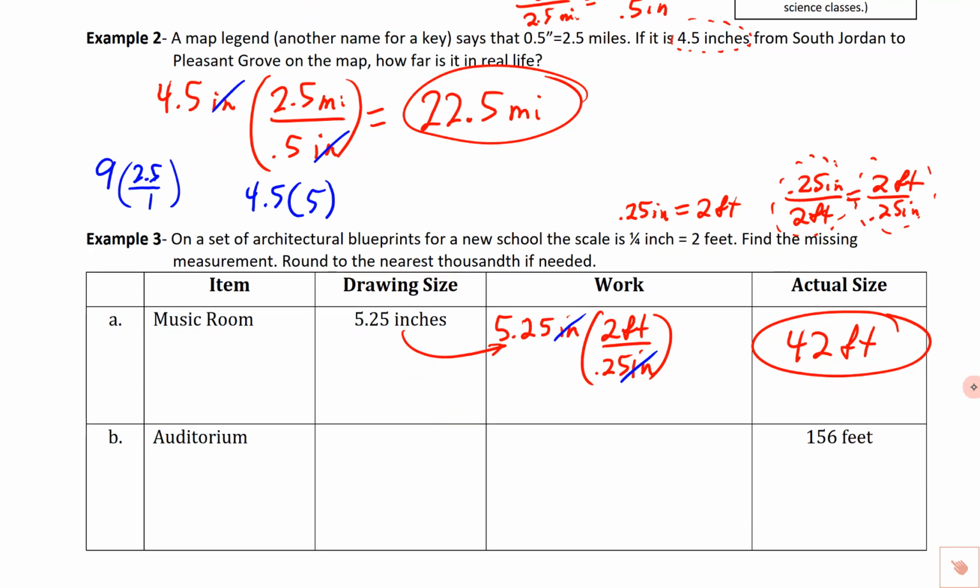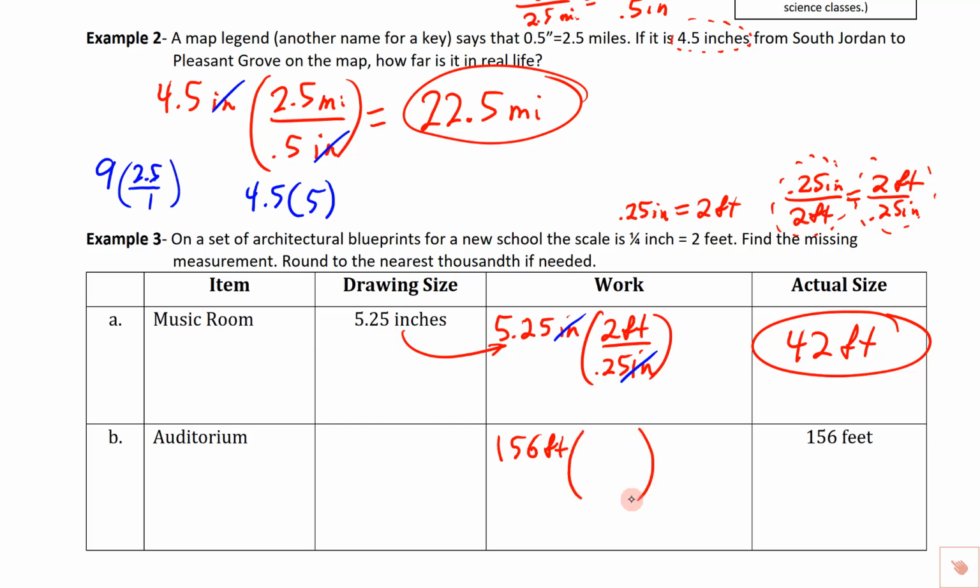All right, let's come down here and take a look at the auditorium. The auditorium's pretty big, and notice what's missing here. We're missing the drawing size. We've got the actual size. We need to figure out the drawing size. So here's what we're going to do. We're going to write down what we start with. We know that we've got 156 feet in real life, or we want it to be 156 feet long.